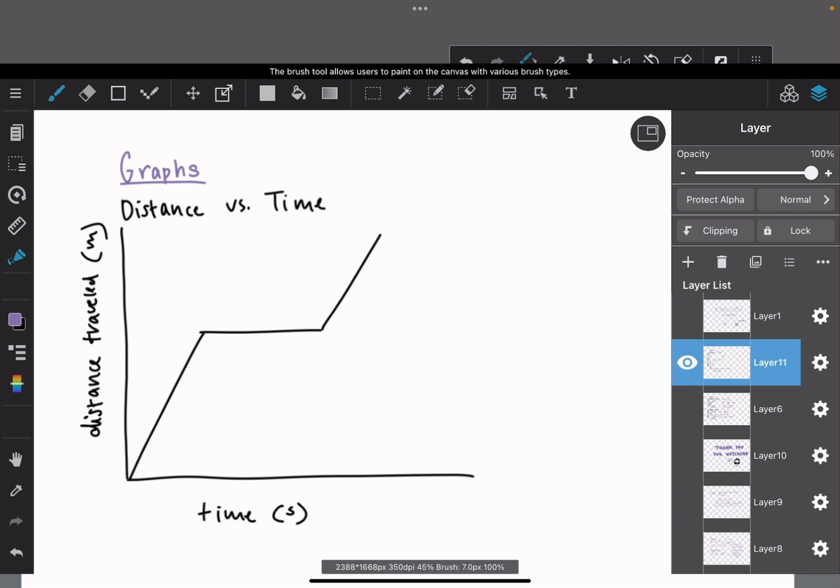So this graph that we have here is a distance versus time graph. So the x-axis is time in seconds and the y-axis is the distance traveled in meters. Okay, so let's just kind of dissect this graph together. So we know that slope equals change in y over change in x. Now on this graph, that is change in distance over change in time. And that is also equal to speed.